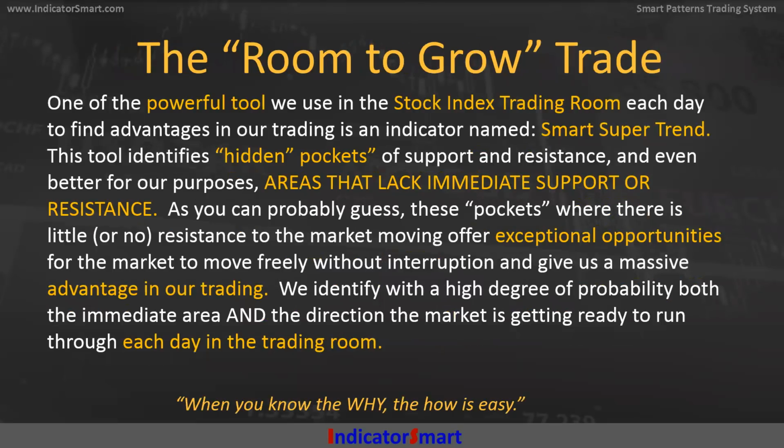One of the powerful tools we use in the stock index trading room each day to find an advantage is called Smart Super Trend, SST. Now, this tool is going to identify hidden pockets of support and resistance, and more important than that for our purposes, areas that lack immediate resistance. Now, as you can probably guess, these pockets are where there is little or no resistance to the market moving, and they offer us exceptional opportunities for the market to move freely, and they give us a massive advantage in our trading. Now, we identify with a high degree of probability in the room, both the immediate area and the direction that the market's getting ready to run through each day that we trade.